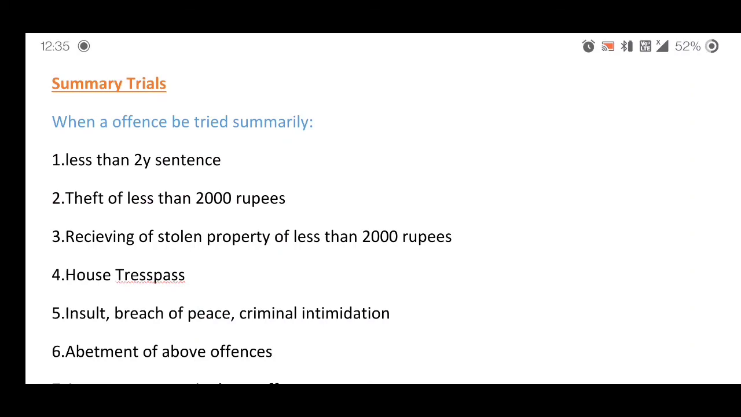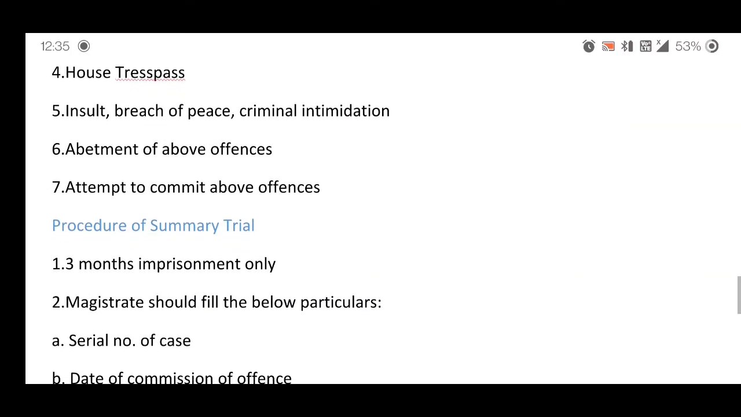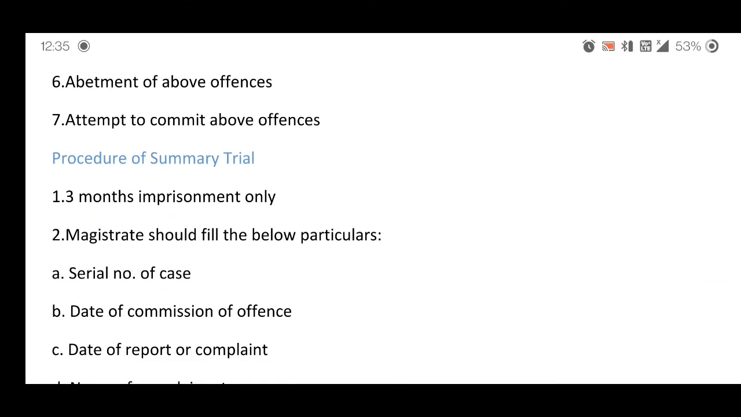If there is a theft of less than 2000 rupees, then the offence can be tried summarily. If receiving of stolen property of less than 2000 rupees is involved, then the offence can be tried summarily. House trespass, insult, breach of peace and criminal intimidation. Abetment of all the above offences: if someone encourages someone to do all the above offences, then the offence can be tried summarily. Abetment of above offences and attempt to commit above offences: even if someone attempts to commit the above offences, then the offence can be tried summarily.